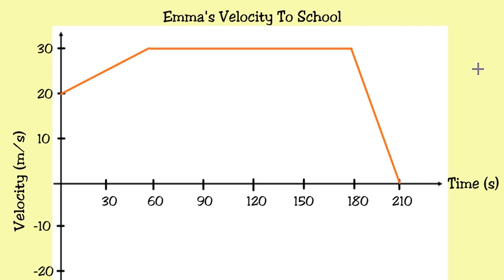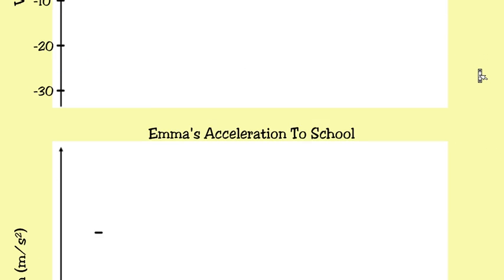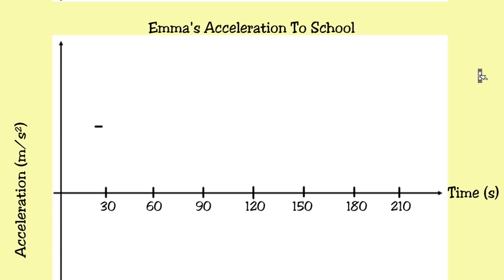Our next task is to create an acceleration versus time graph. I've already done some setup for this graph. You'll see it has a title, Emma's acceleration to school. It has axis labels, acceleration in meters per second squared, and time in seconds. And just as before, I have my time axis scaled because it's the exact same scale as we had before.